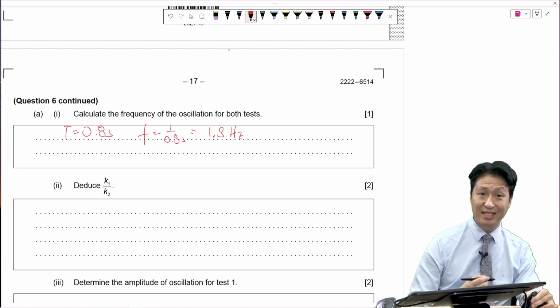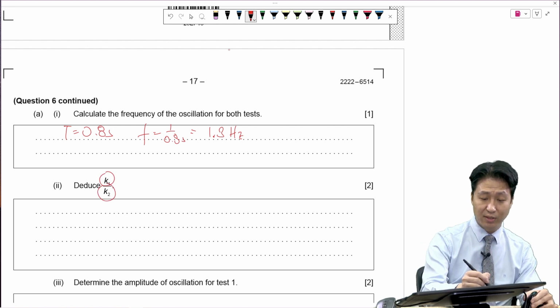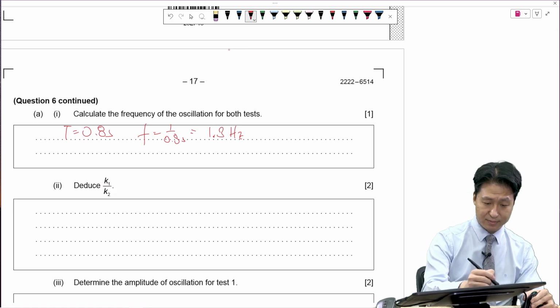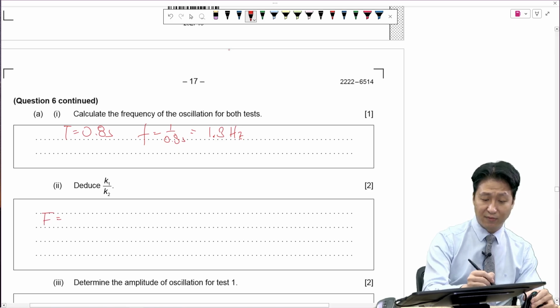Part 2, it asks us to deduce K1 over K2, these two spring constants. So first, the use of the spring constant is in the equation: the force is equal to spring constant times displacement.